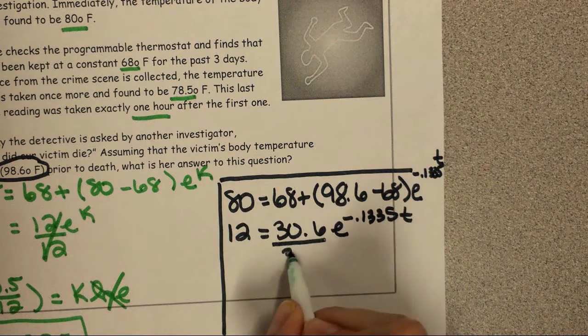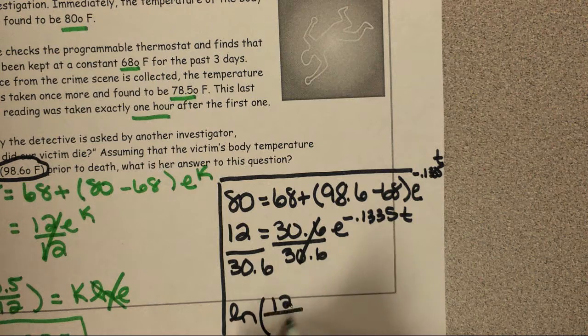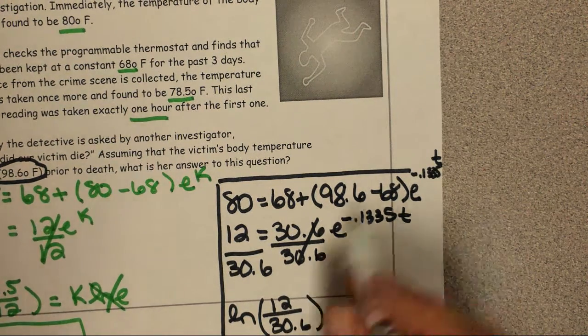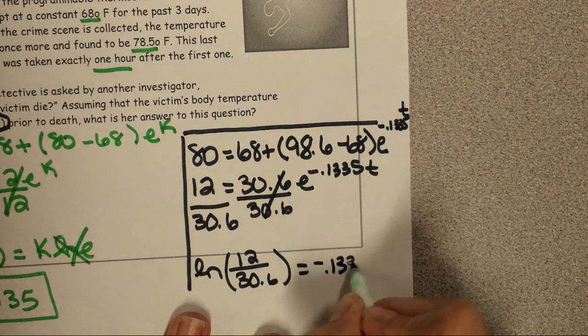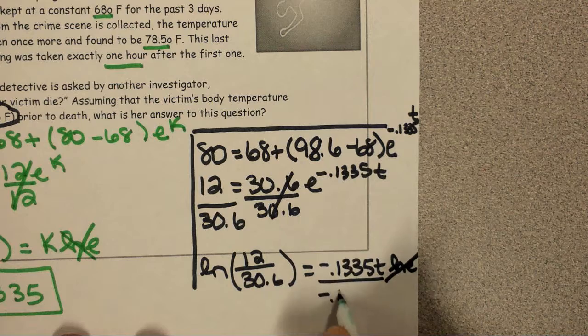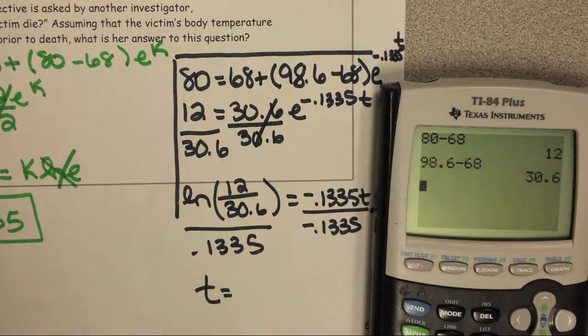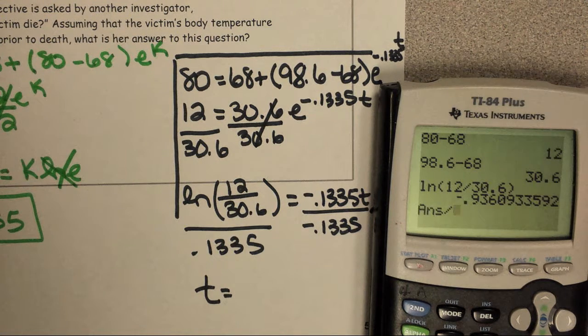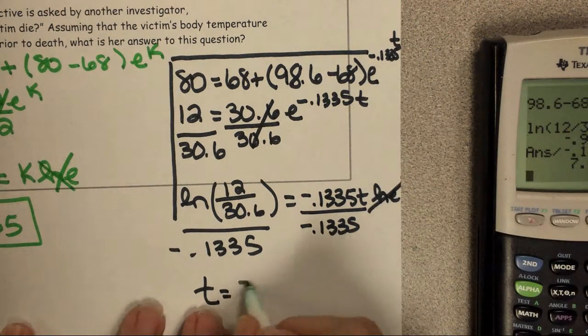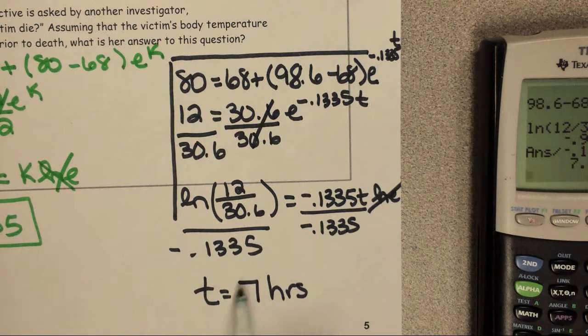Okay, so we're going to do our division. 12 divided by 30.6. We're going to take the ln of 12 divided by 30.6. My exponent's going to come out front, so negative 0.1335 T ln e, which is just 1. I'm going to divide by my K. So the time is the ln of 12 divided by 30.6, divided by my K, negative 0.1335, and we find that it's going to be 7 hours and 0.01. So 0.01 is negligible. So it was 7 hours.